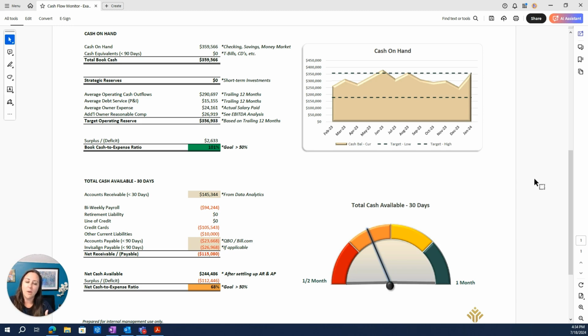We look at that in two different ways. So we have on top, this is our cash flow monitor. Our members get this each month to help them see where they are in between these guardrails, but you guys can do this calculation for your practice as well.